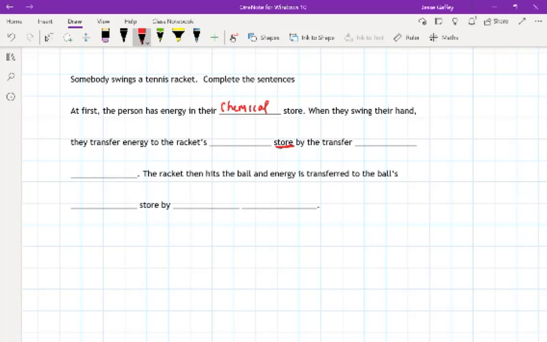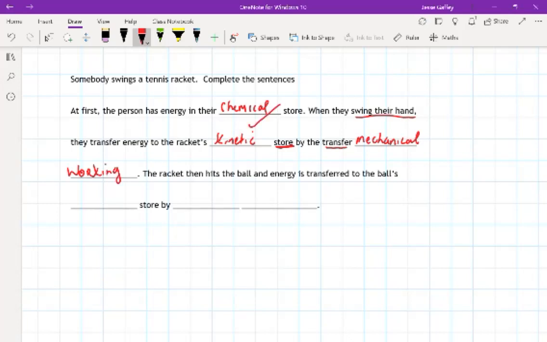So when they swing, the racket is moving. If you didn't write an answer, pause the video and write it now. Okay, it should be the kinetic store of the racket because it's moving. Good, well done if you wrote that. By the transfer, what type of transfer would cause the person's hand to make the racket move? Well, they'd be pulling the racket down, so they'd be physically applying a force to it. So the 2 words here are mechanical working.